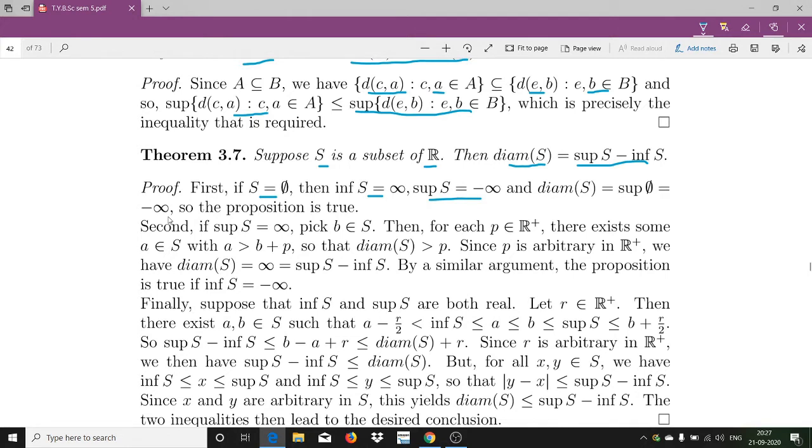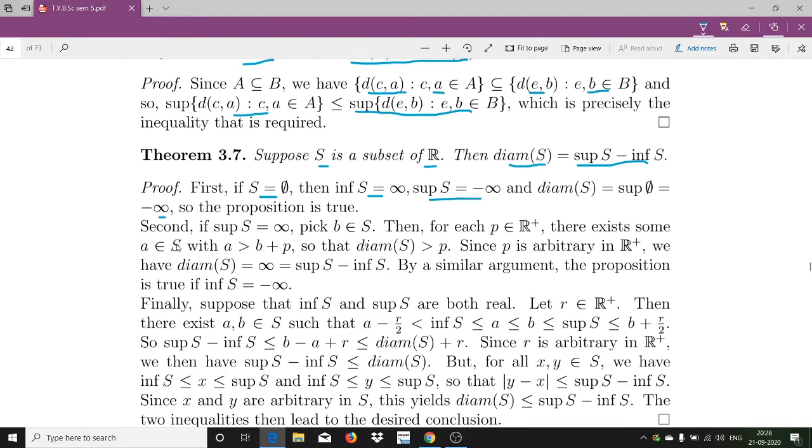minus infinity, and can you say minus infinity is equal to the supremum of S minus the infimum of S? So yes, because the supremum of S will be minus infinity minus the infimum of S, which is plus infinity. So it will be minus infinity equal to minus infinity only. Therefore the diameter of S, which we got to be minus infinity, is equal to the supremum of S minus the infimum of S in this case. So the theorem which we are saying is true in this case.